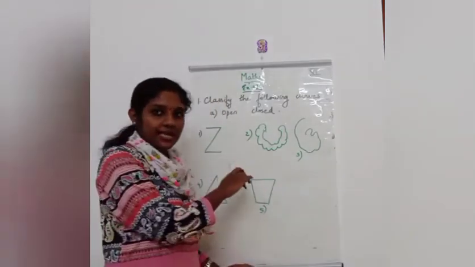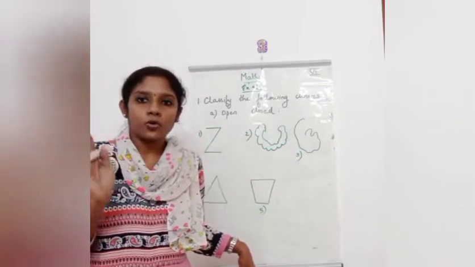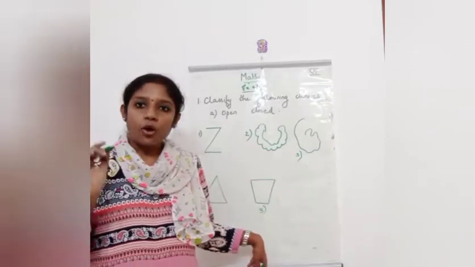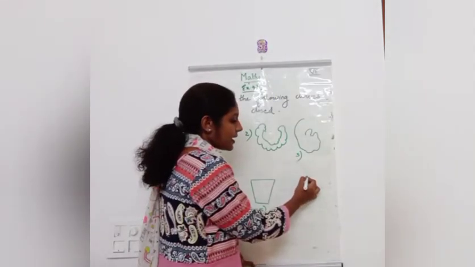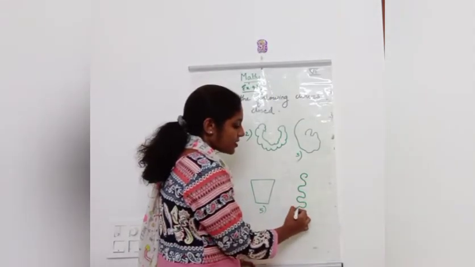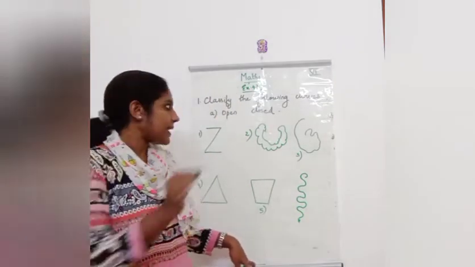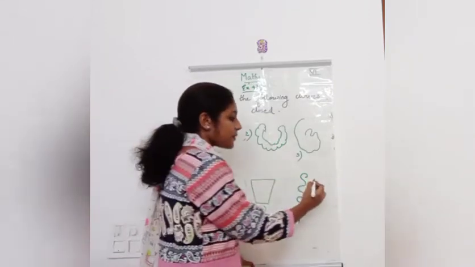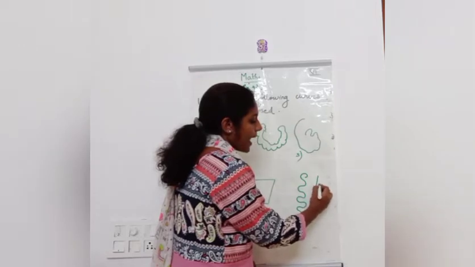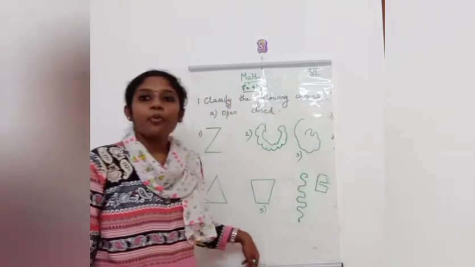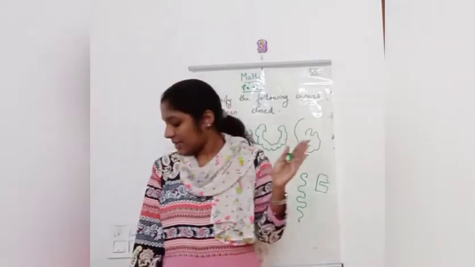Some examples are given here. Five questions are given, and you have to classify each as an open or closed curve. Before that, I have told you what an open curve is. Open curve means the end points will not meet. If you start here, it ends here, and the end points do not meet. But in a closed curve, if you start here, the end points go and meet at the same point. That is a closed curve. Keep this in mind and answer these questions.